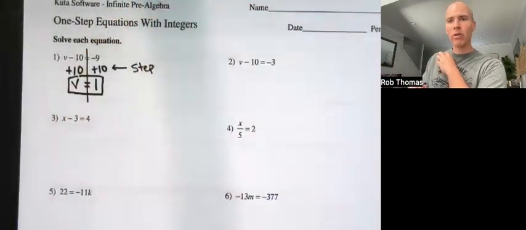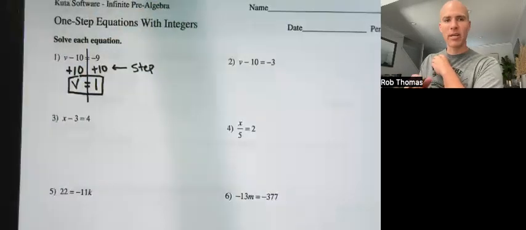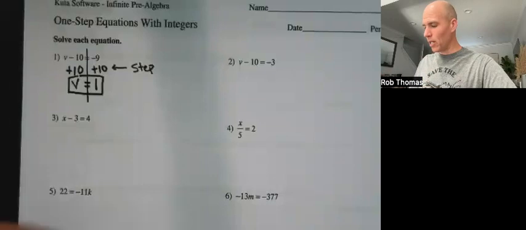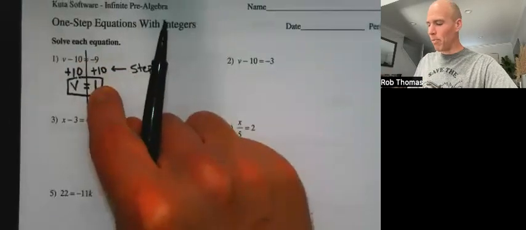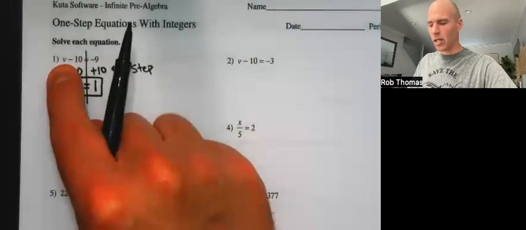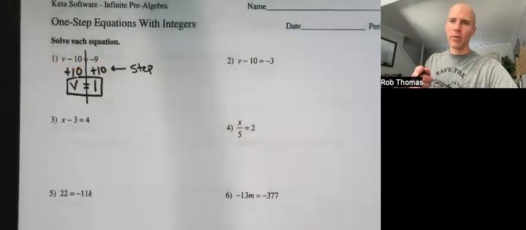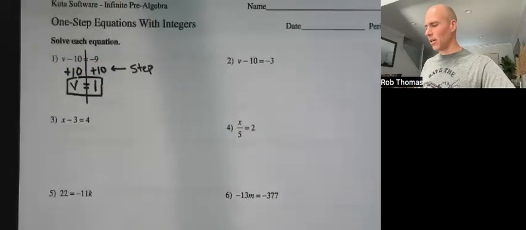I'm not requiring you to verify your solutions on this particular assignment, but you can do it real quick in your head to make sure you got it right. You can take this 1 and put it back for v in the equation and go 1 minus 10. Is that -9? It is, and that's how you know you got it right. Good idea to always do that on quizzes to make sure you're getting stuff right.